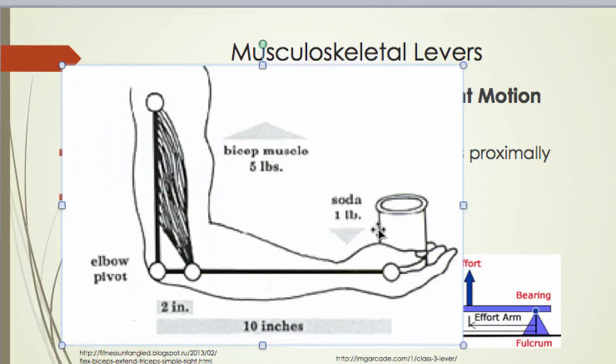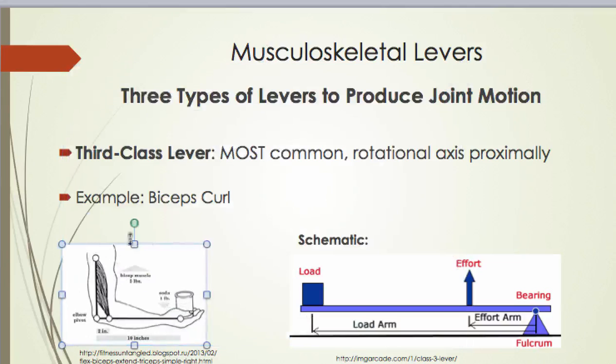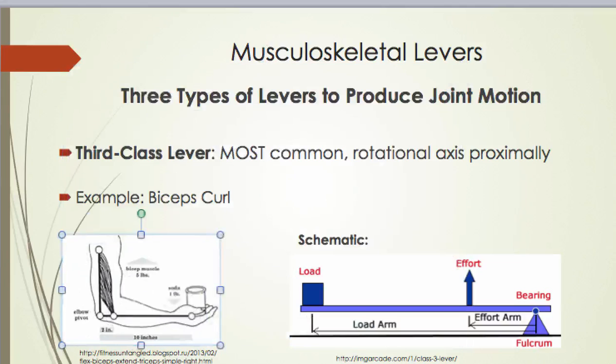If this were 7 pounds, what would this force be? It would be 7 times 5, okay? 10 divided by 2 is 5. 5 times 7 is 35 pounds, right? So that is our third class lever, the most common lever that we use in the body.